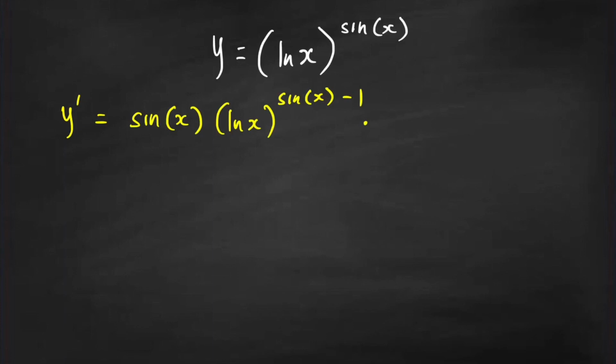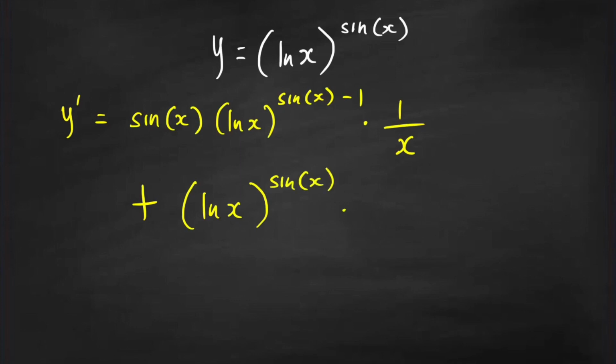and then times the derivative of the base, which is equal to 1 over x, and then plus, now we treat this one as an exponential function. So the base is constant and the power is a function of x. And using the formula for derivative of an exponential function, it is equal to itself, so we just copy the function ln x raised to sine of x times ln of the base, so ln of ln x, and then times the derivative of the power, which is equal to cosine x. And this is already the derivative of y with respect to x. So you may try the other two methods using logarithmic differentiation or exponential differentiation and check whether you can arrive at an expression which is equivalent to this one.